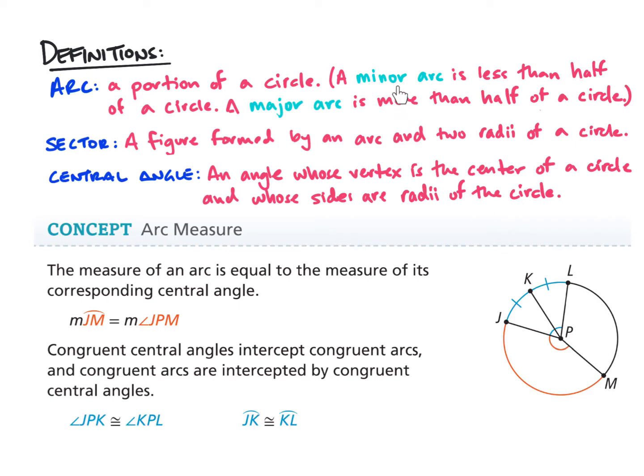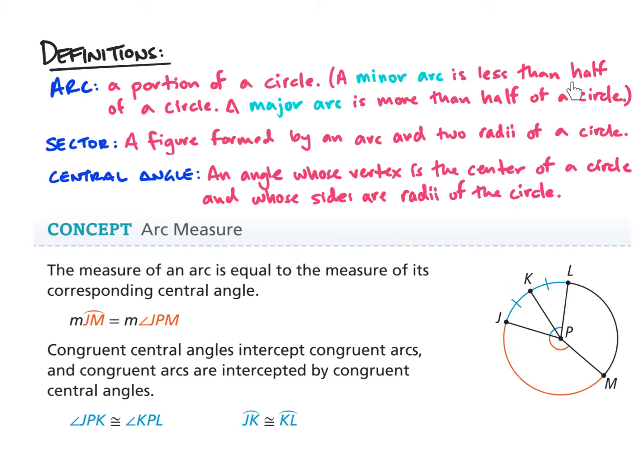Now there are minor arcs and there's major arcs. Minor arcs would be an arc that's less than half of a circle. So like J to K, so arc JK would be a minor arc, arc LM would be a minor arc, arc JM would be a minor arc. A major arc is anything that's more than half of a circle. So like from K around this way through J and then to M, that would be considered a major arc.